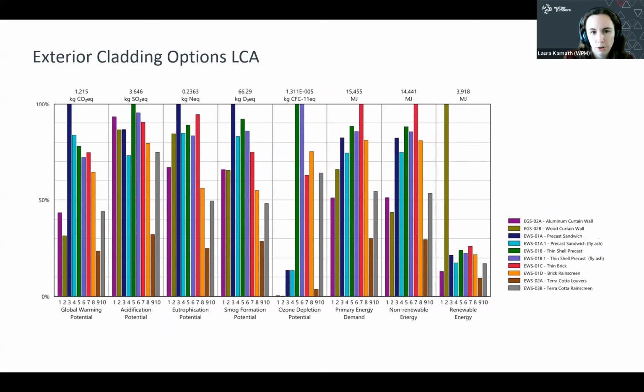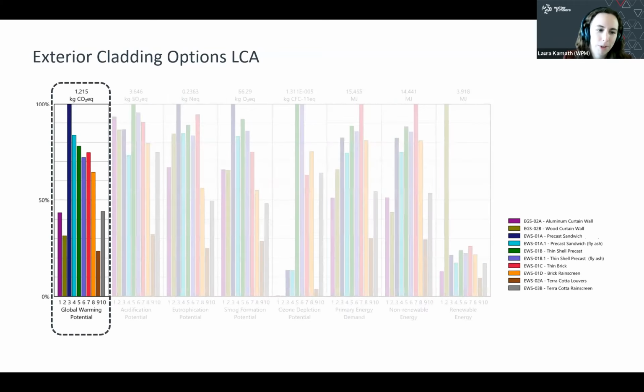And so we took a little swatch of each of those, a 100 square foot swatch, and modeled them in Tally and looked at how they stacked up against each other. So this is a lot to look at. This is all of our environmental impact categories, but we really wanted to focus for this project at first on the global warming potential, or the embodied carbon. So now we have a comparison that we can look at.